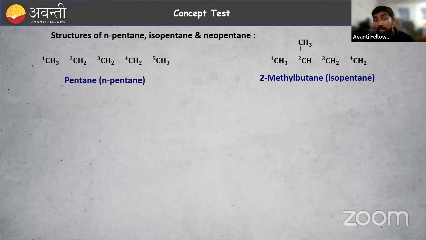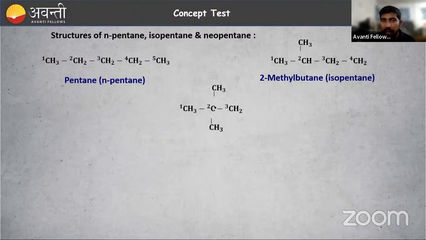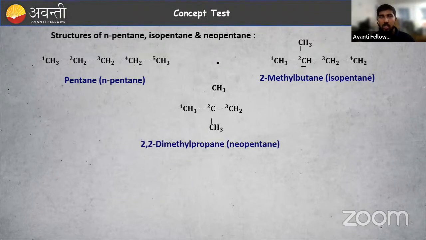What about neopentane? Here one CH3 group is attached to this carbon. This is a quaternary carbon, right? And this carbon is a tertiary carbon atom. We have studied primary, secondary, tertiary, and quaternary carbon atoms, and the hydrogens also. So this is the third one.